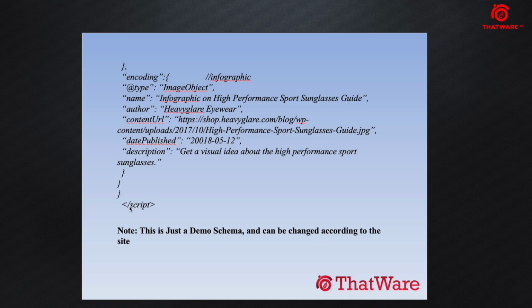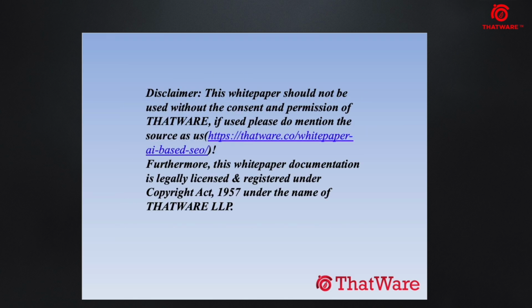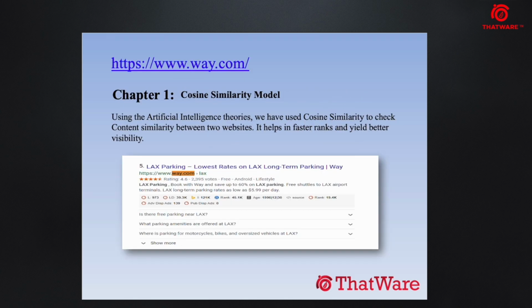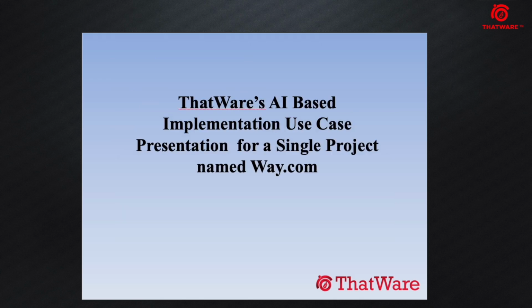So today we'll be talking about the AI integration for a single project case known as way.com, and in this presentation I'm going to walk you through several chapters and modules, explaining what AI model has been used and how we have used that for overcoming the solution. So without further ado, let us start with the cosine similarity model.